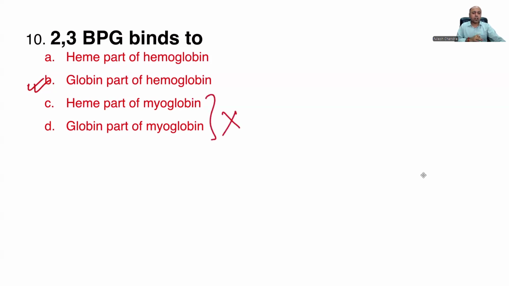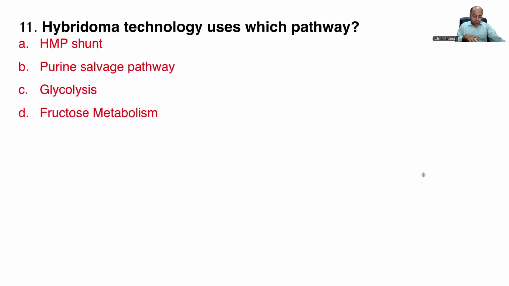Okay, so we'll look at this aspect, how the 2,3-BPG is binding, where it is binding, what type of structure is required for the binding of 2,3-BPG. All of these we'll see later.